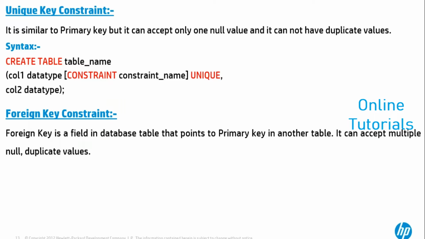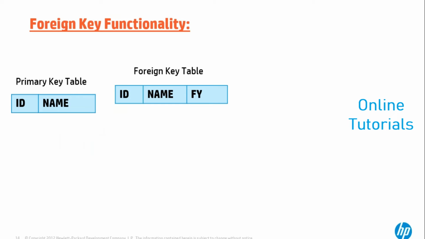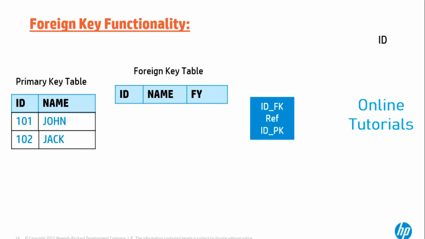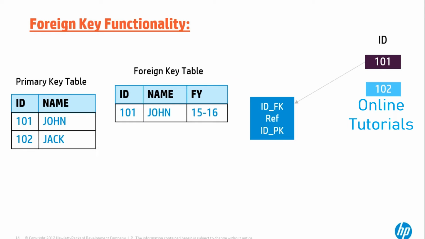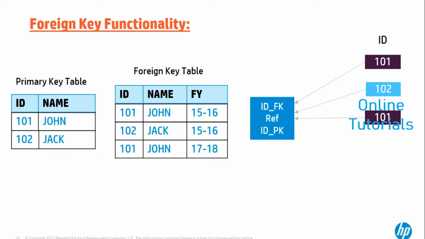Foreign key: I have a table with name and a primary key ID, and it references the primary key. I have 101 and 102. It will allow 102. It will allow 101. It will allow null. Another value it won't allow. Why? Because that is not existing.